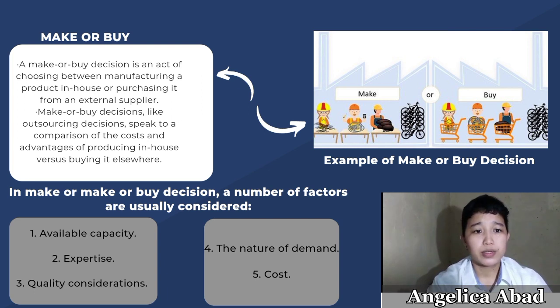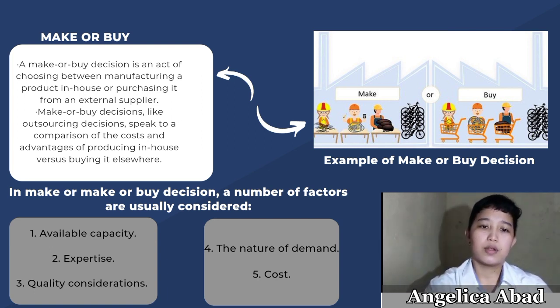A manufacturer might decide to purchase certain parts rather than make them. Sometimes, all parts are purchased, with the manufacturer simply performing the assembly operation. As you can see in the picture, that's an example of a make or buy decision.